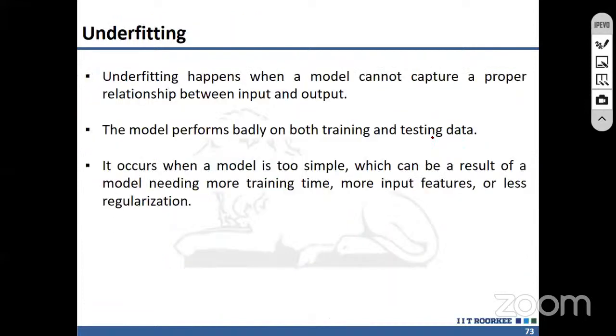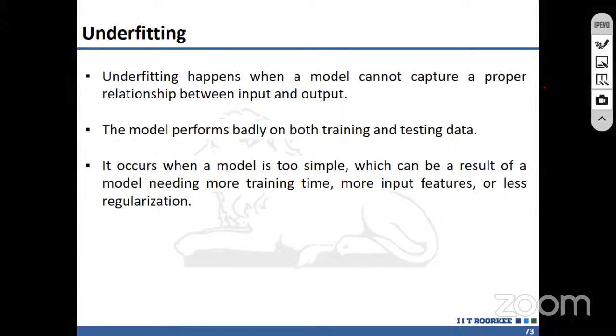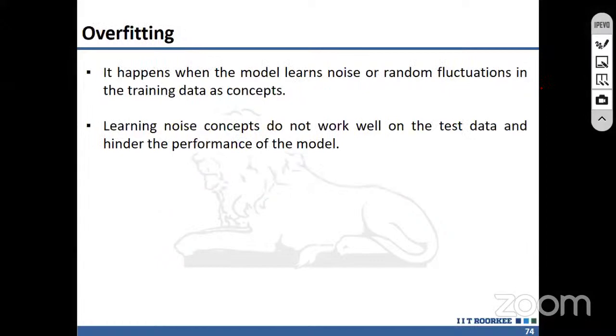Underfitting happens when a model cannot capture a proper relationship between input and output. The model performs badly on both training and testing data. It means the number of parameters is small, only 1 or 2 parameters, so it cannot actually find the separator. That's the problem. And when the number of parameters is huge, it is learning the noise of the data. So it will not give you proper results on the testing data or validation data.